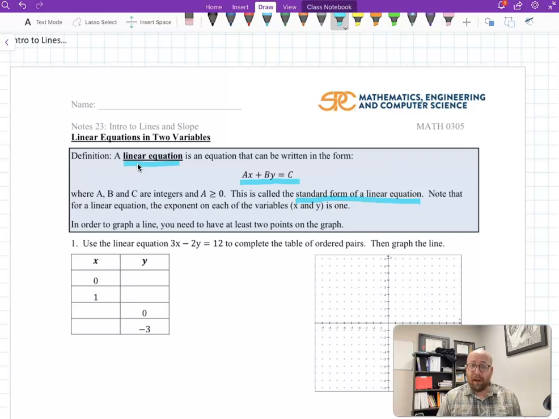And in order to graph a line, you need to have at least 2 points. I think it's good practice to have more than 2 points, like 3, just to make sure that everything's lining up.